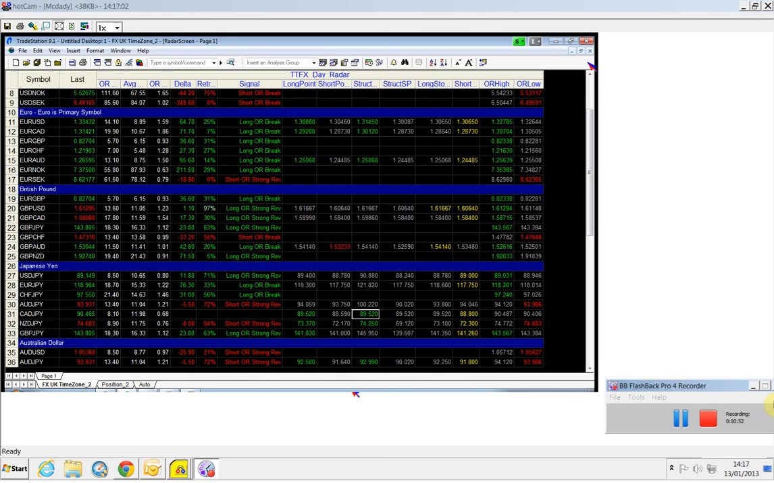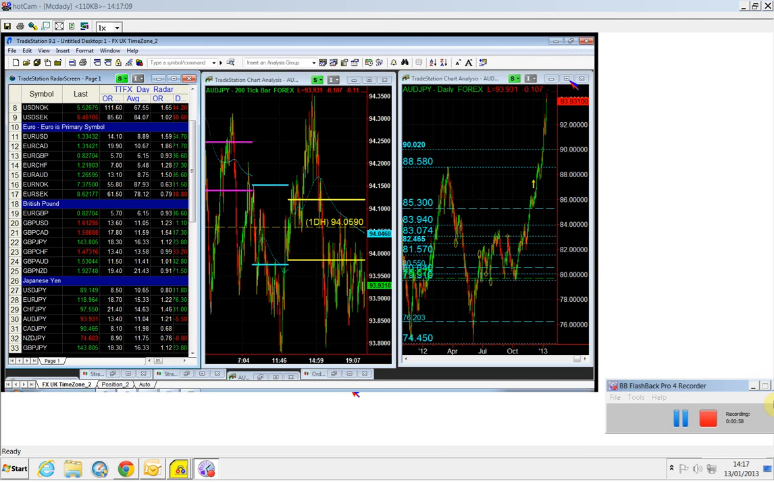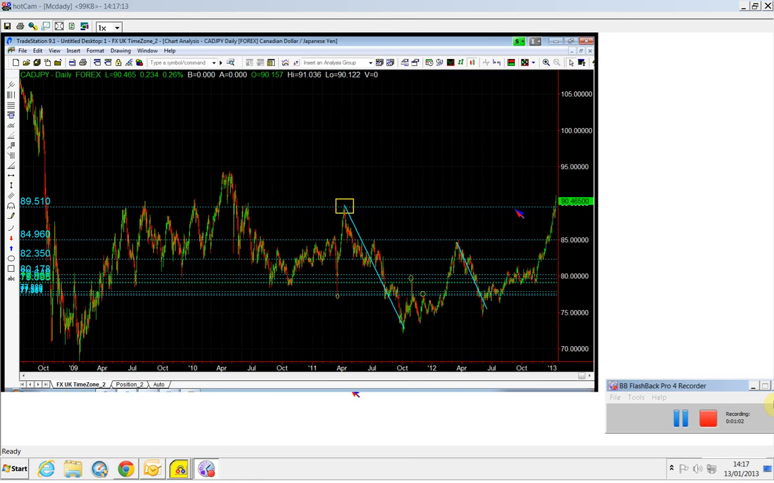And let me see now where my entry point is, and let's look at the chart of the CAD. This is magnificent. There is the structure point. This is where we're breaking above the structure. So now that is the big trend, the large trend changing its bias, changing to the upside.